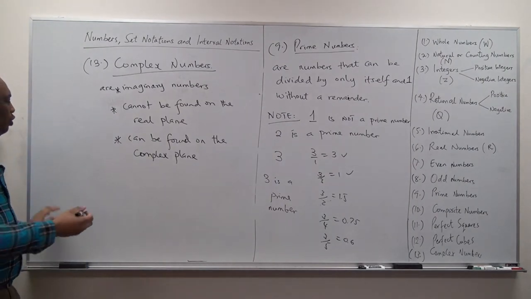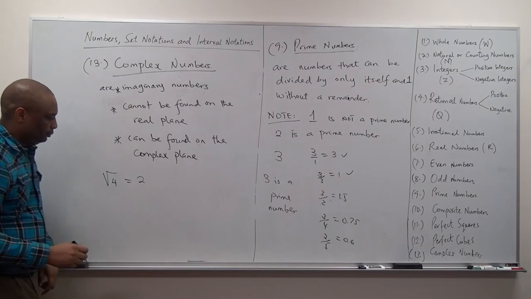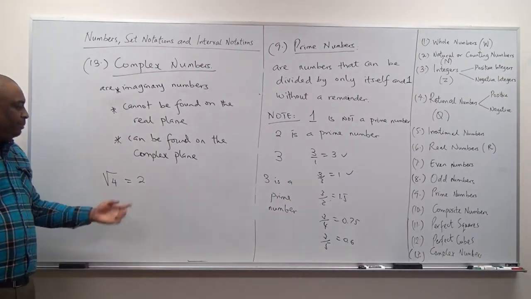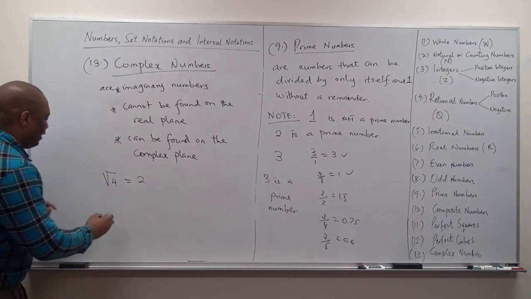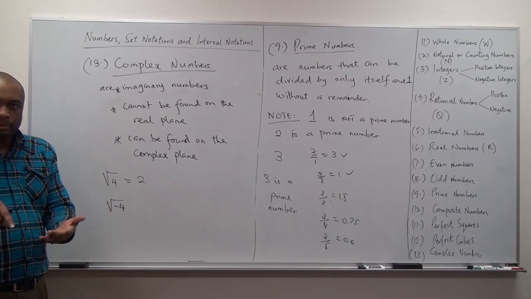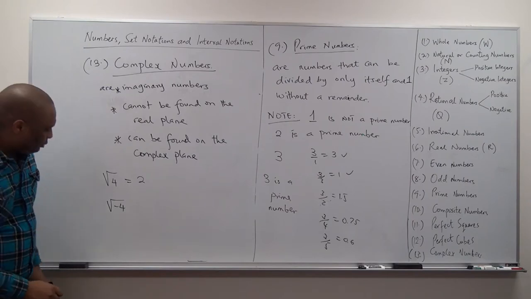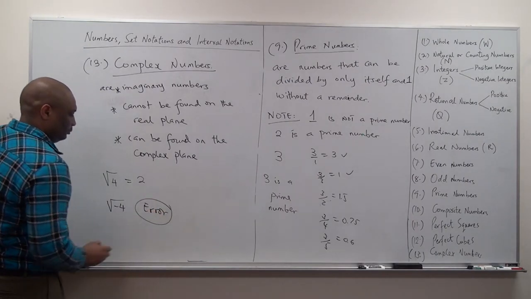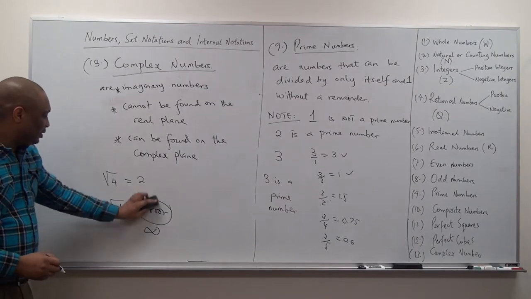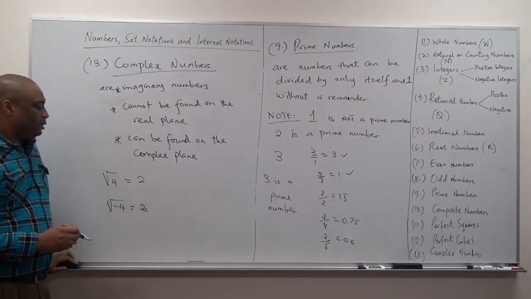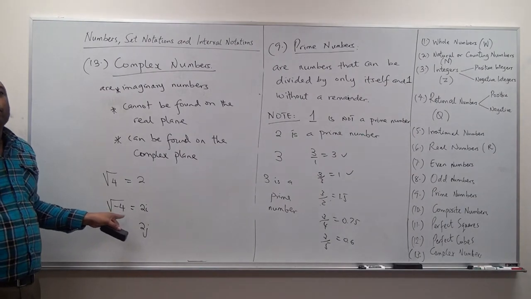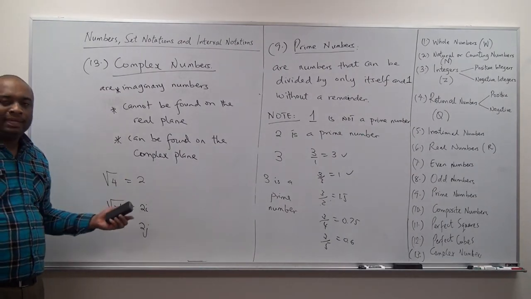For instance, the square root of 4 is 2. Right? This is a rational number. But what if we have the square root of negative 4? If you take your calculator and punch in square root of negative 4, it will give you an error. Some textbooks will write infinity. Well, in mathematics, we say that this will give you 2i. Some textbooks will write it as 2j. Now, square roots of negative numbers will give you complex numbers.